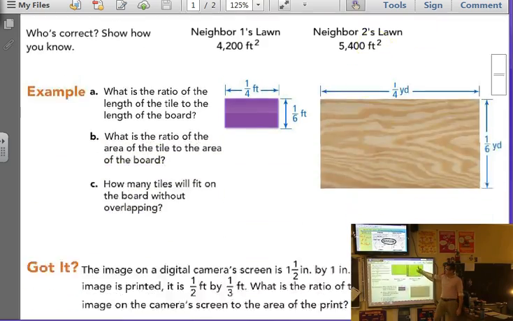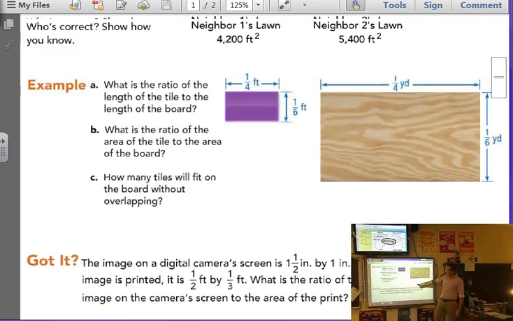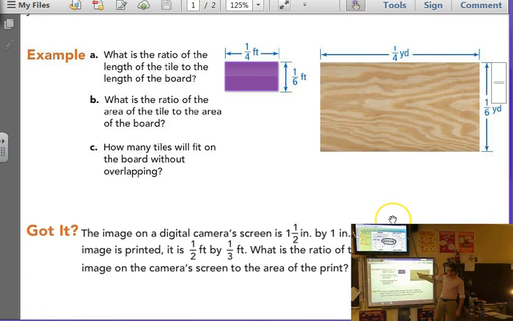So we are back in 1.5. We did, I know we did the lawn problem. Did we do the board to the tile?